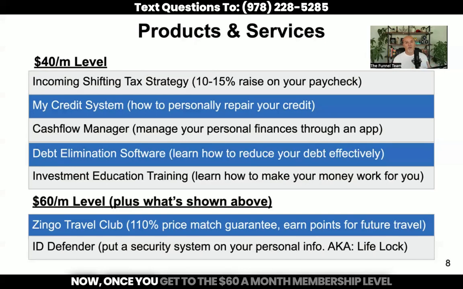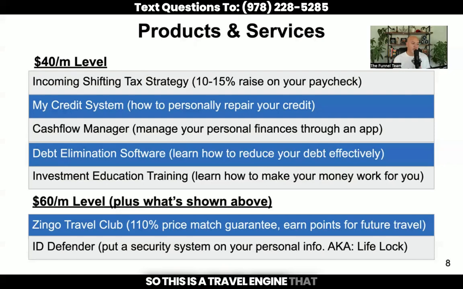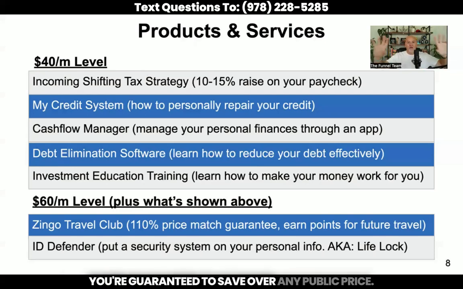Now, once you get to the $60 a month membership level, and you can upgrade at any time, or you could just come in at that specific level, in addition to everything that I just shared with you, you're also going to get access to the Zingo Travel Club. So this is a travel engine that you most likely have not heard of, but I can guarantee you that this travel engine will save you over any public price because you are guaranteed to save money. Literally etched in stone, you're guaranteed to save over any public price.